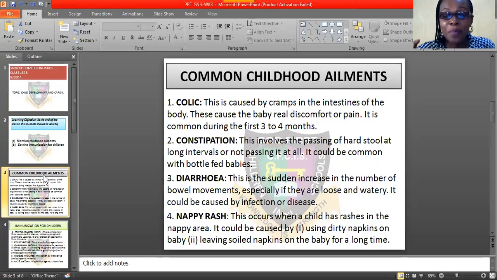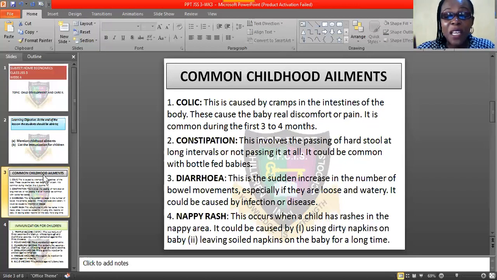Number 2 is constipation. This involves the passing of hard stool at long intervals, or not passing at all. Do you understand? It could be common with babies that are feeding with bottle. Now, listen, let me explain. You see a baby that is feeding with breast milk. That is why they always tell us in the hospital that breast milk is the best. If you are feeding your child with only breast milk, it is very hard for the child to have this constipation.